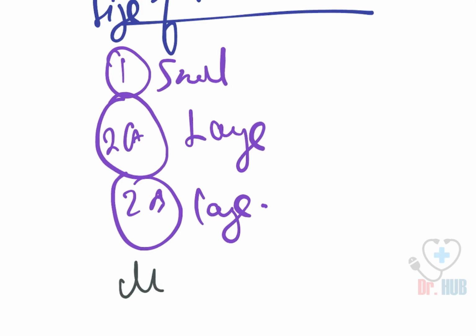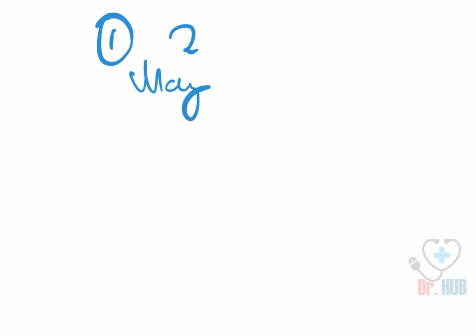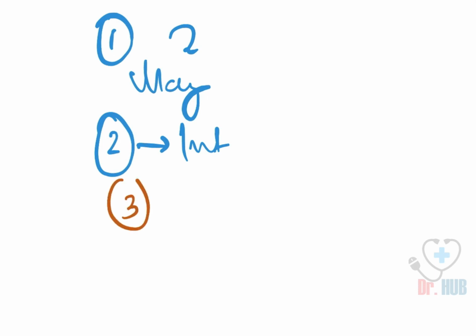Then we look at the mitochondria. In type 1, the mitochondria are many. Looking at type 2A, it is intermediate, so it is lesser than type 1 and more than type 2B. In case of type 2B, the amount of mitochondria is few.